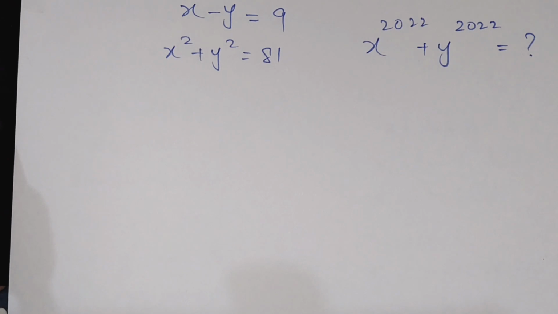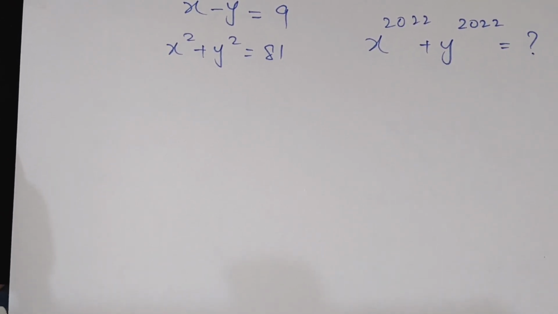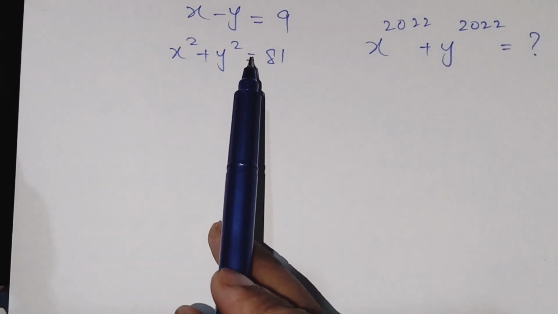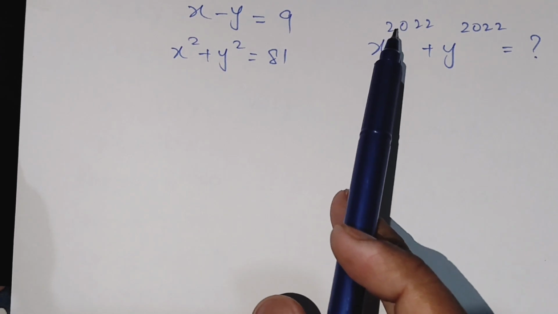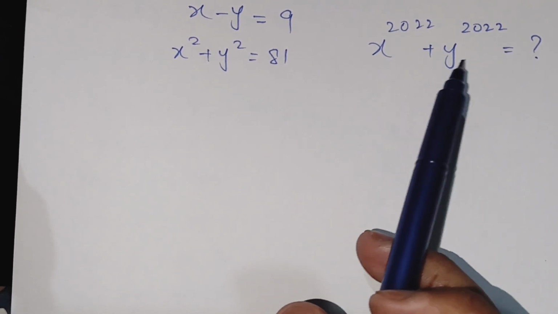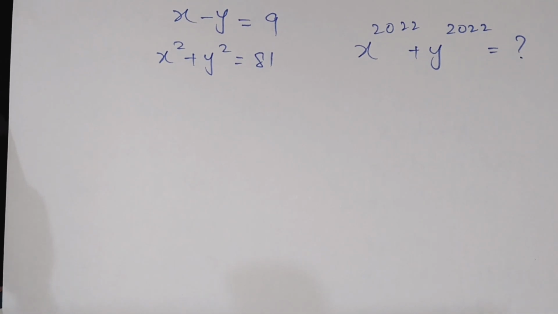Today we will solve a problem which is very important nowadays. We have two equations, x minus y equals 9 and x squared plus y squared equals 81. We have to find the value of x power 2022 plus y power 2022. We can solve it step by step.